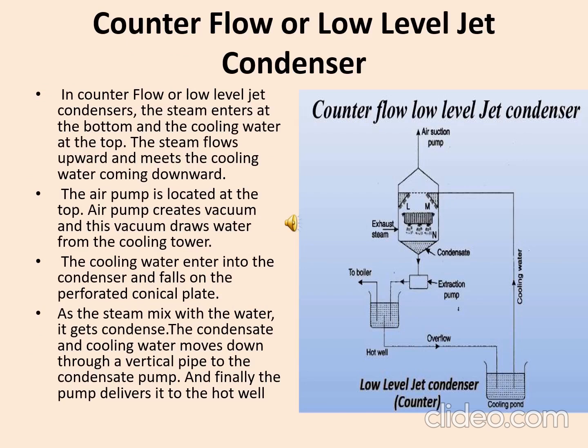Okay, and it will create a vacuum for which our water will circulate inside the condenser. Okay, then the cooling water enters into the condenser and falls on the perforated conical plate we are using here. So what is happening, the perforated conical plates convert the cooling water into a large number of jets, which is shown in the figure.